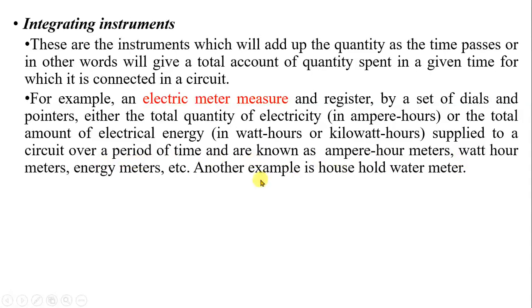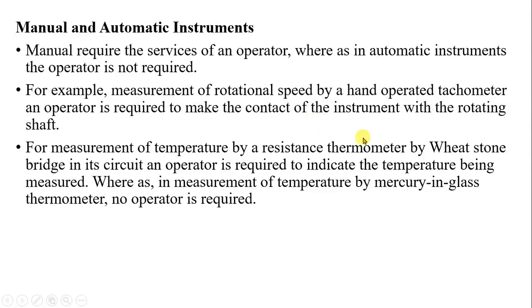Okay, and your water meter is also an example of the integrating instrument. It measures, it shows, it indicates and records the quantity that is being measured. So this is called the integrating instrument. The next one is the manual and automatic instrument.